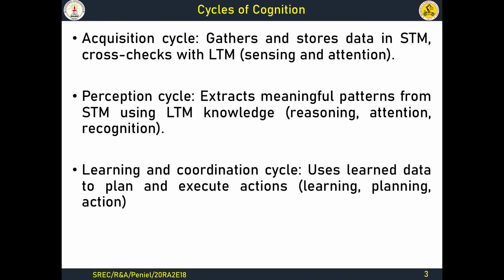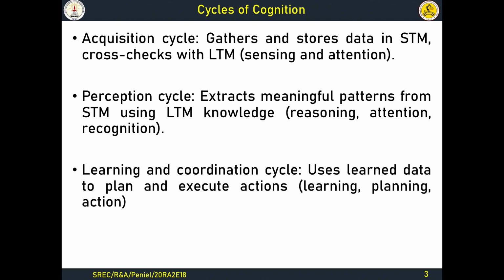And then it will cross check with the long term memory, that is sensing and attention. It will sense the data and decide whether it needs the whole sensor data or a particular sensor data. You will be sensing and focusing on a singular area, that is the attention.